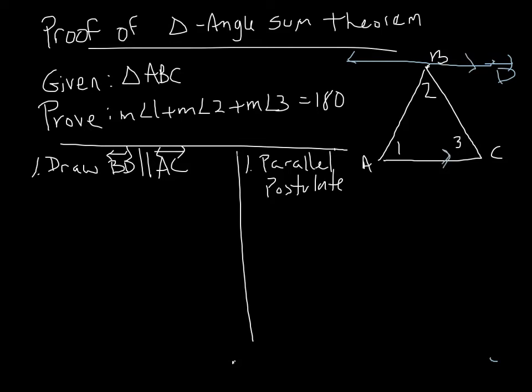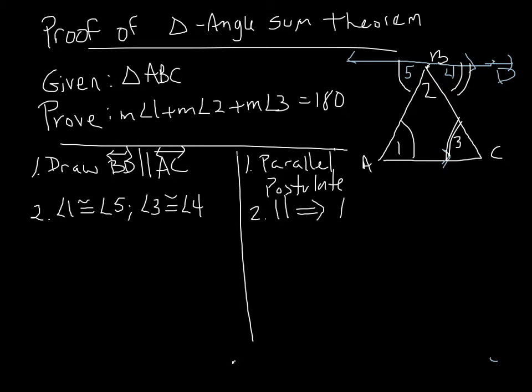And by doing so, we've created some more angles. We've created an angle here that we'll call 4, and an angle over here that we'll call 5. So if we look at our diagram, I've got parallel lines, and because I've got parallel lines, I've got alternate interior angles with angle 1 and angle 5. So I know that angle 1 is going to be congruent to angle 5. I also have alternate interior angles at 3 and 4, so I also know that angle 3 is going to be congruent to angle 4. And I know that because parallel lines tell me that the alternate interior angles are congruent.